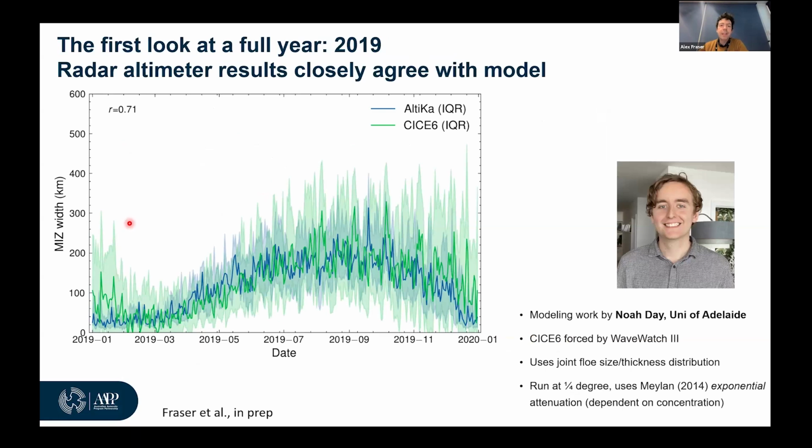Another encouraging thing is the results from Noah Day from University of Adelaide. So he's running WaveWatch 3 forced by size 6 and looking at the wave attenuation using Mike's exponential parameterization here, which is just dependent on the concentration. So this shows us for 1 year of 2019, the observed MIZ width from AltiKa in blue and NOAA's modeled MIZ width from size 6 in green. And we get really close agreement, not only in the magnitude, but also in the seasonality of wave penetration here.